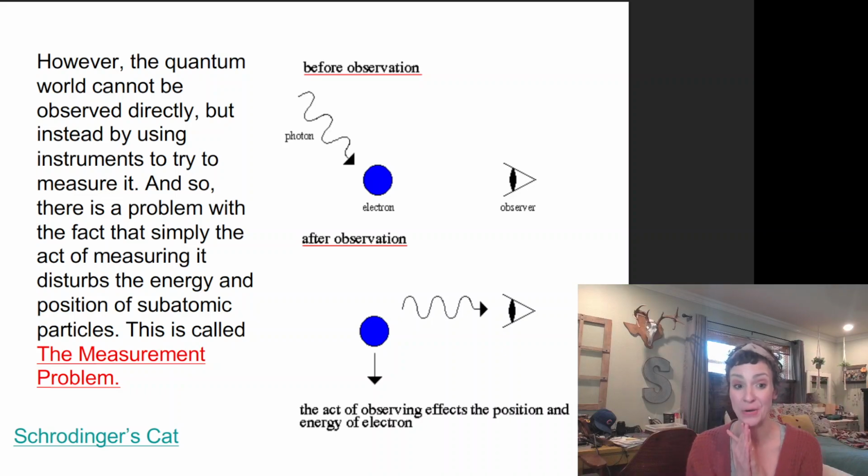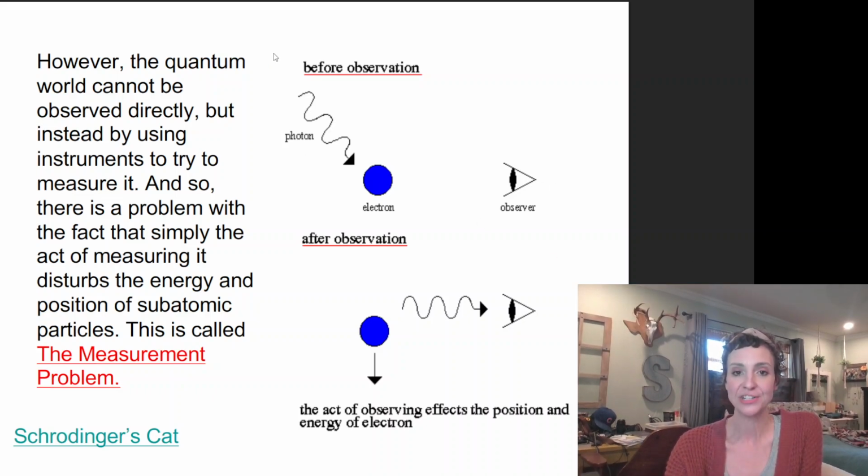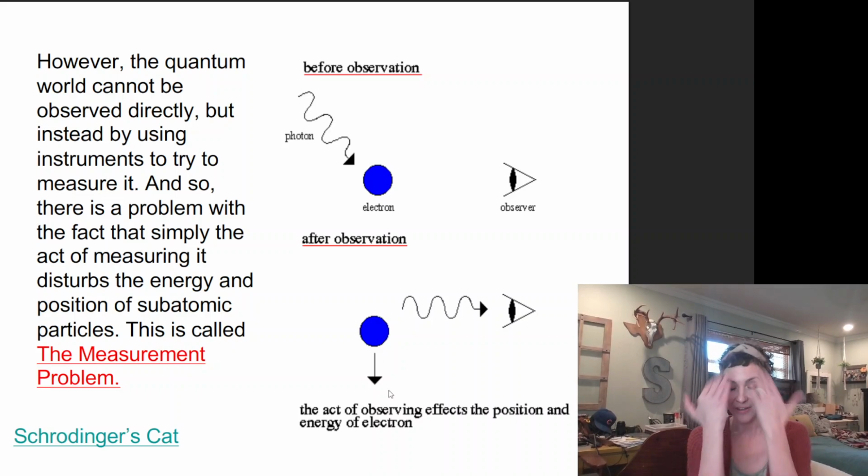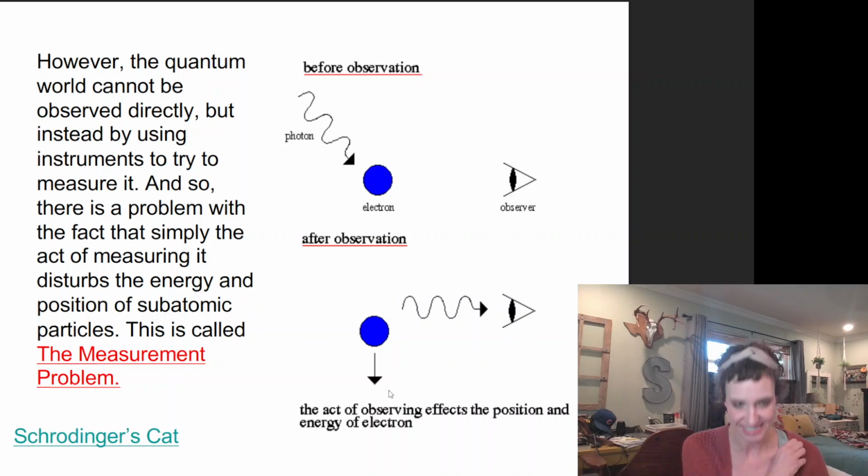So this is what's known as the measurement problem. Basically, in order for me to try to observe what an electron looks like or where it is, I have to indirectly fire a photon of light at it, hoping to get a reflection back for me to see. Now, in the process of doing that, I can actually disrupt where that electron is. And so when I'm collecting the information, it is inaccurate in some way.